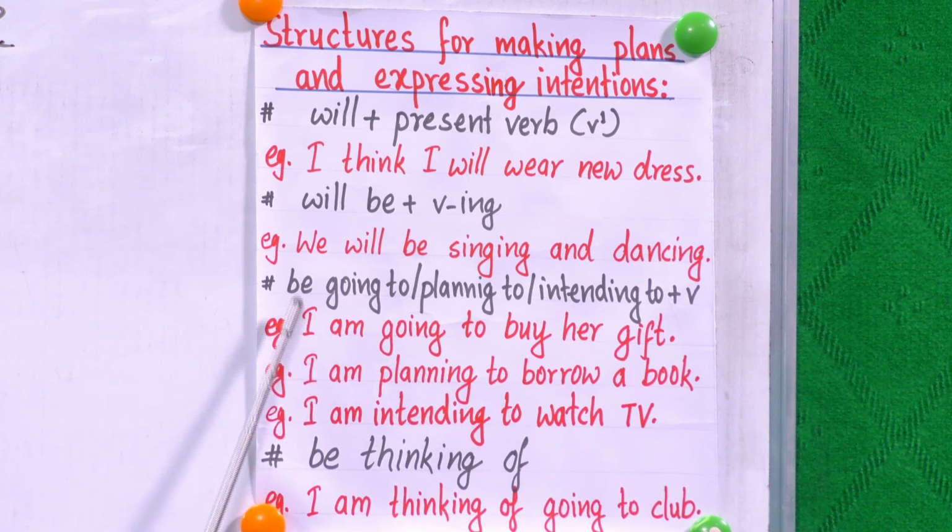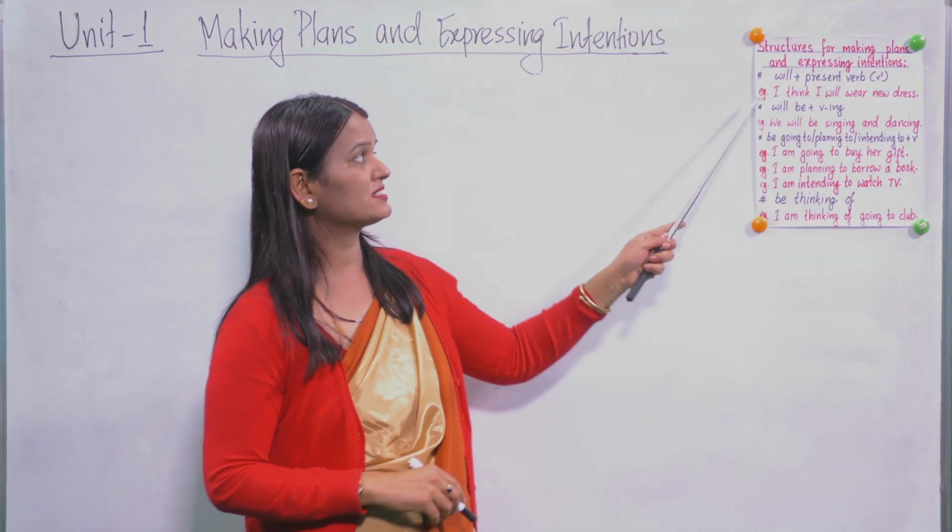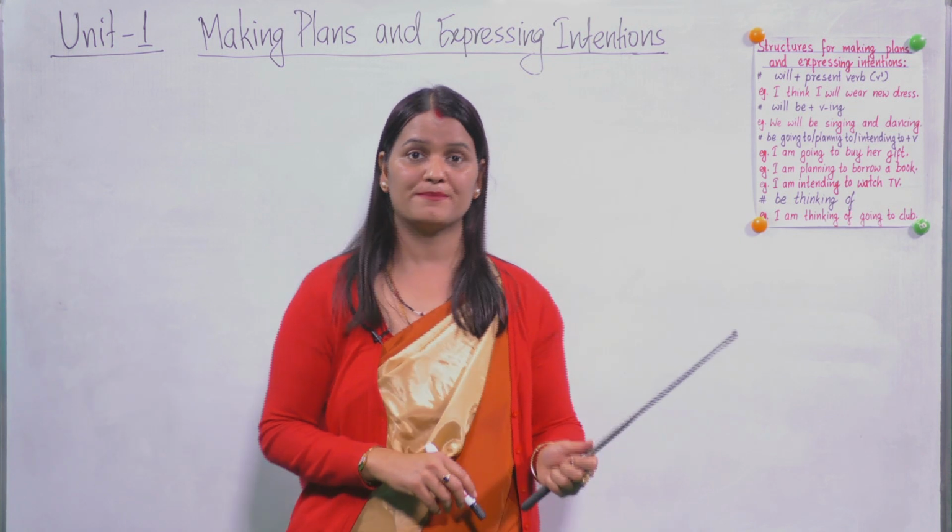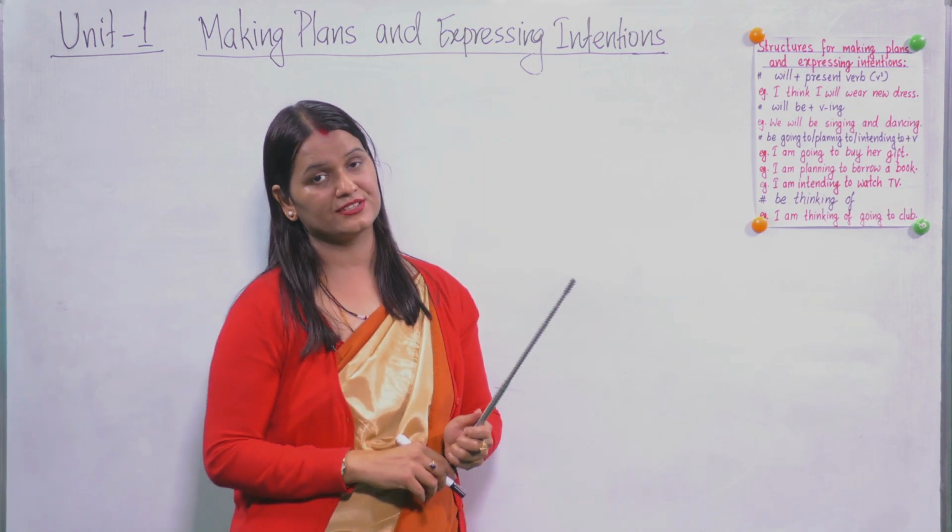Now, next one is be going to, planning to, intending to plus verb 1. I'm going to buy her a gift. I am planning to borrow a book. I am intending to watch TV. Be thinking of. This is another structure we can use for making plans. I am thinking of going to the club. Okay, in this way we can use these kinds of structures for making plans and expressing intentions.